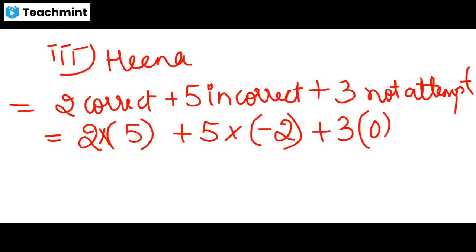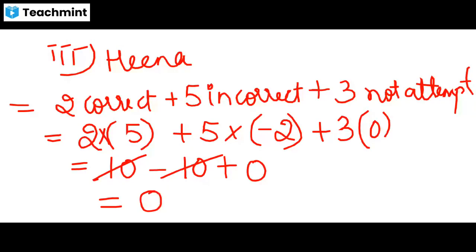Very good. 2 5s are 10, plus into minus, 5 2s are 10, plus 3 zeros are 0. So what you get? 10 minus 10 is 0. 0 plus 0 is 0. So what is Hina's mark? Hina scored 0 marks. Understood, children? Yes, ma'am.